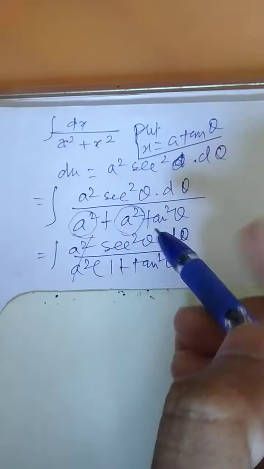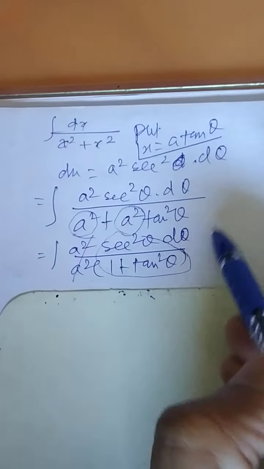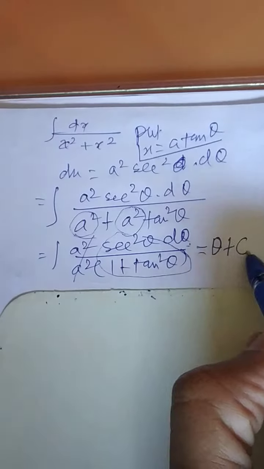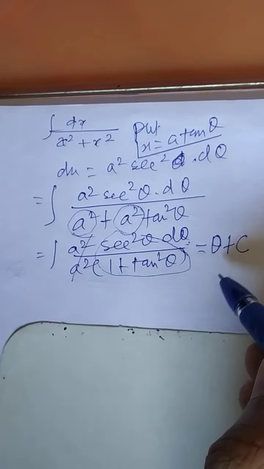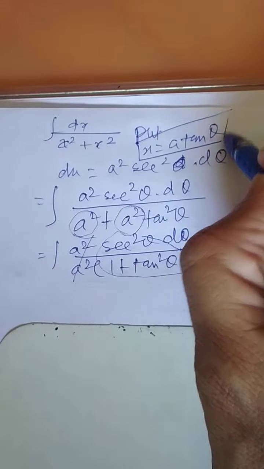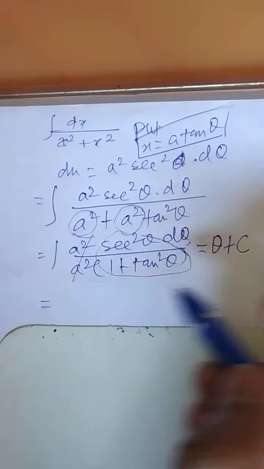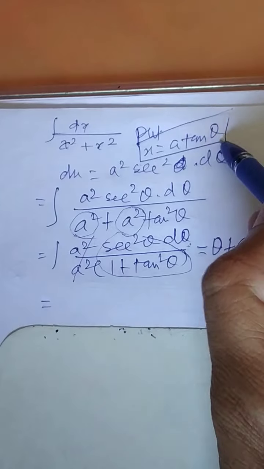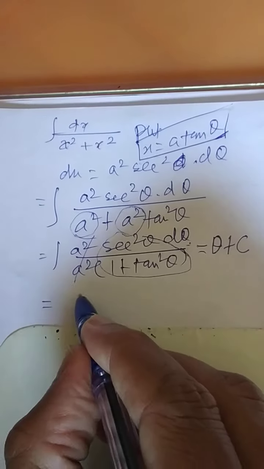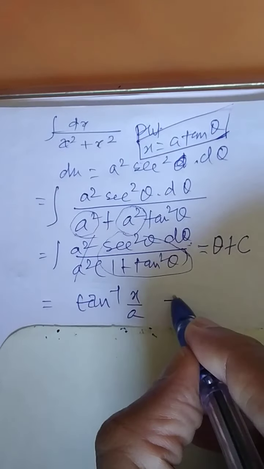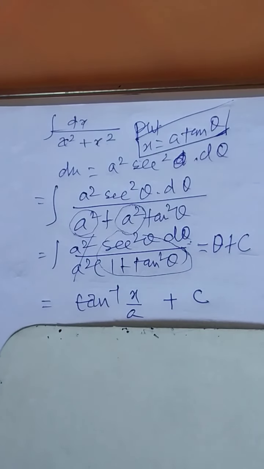So a square will get cancelled and sec square theta, this also will get cancelled. You will get only d theta, and its integration will be nothing but theta. So what is the value of theta? Theta you can get from this substitution. Can you tell me theta? See here, x by a is nothing but tan theta. So theta will be equal to tan inverse of x by a. That is nothing but the integration.